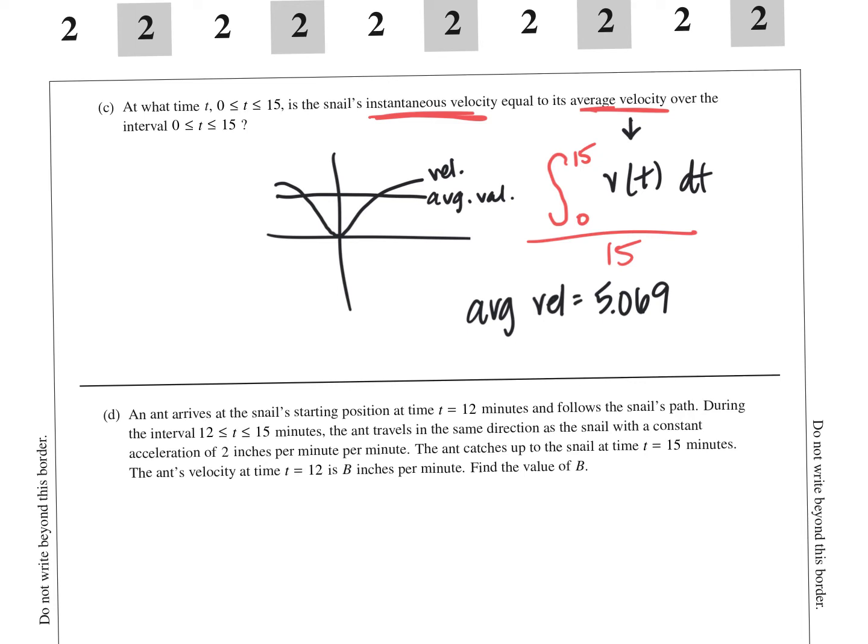So what would we do on our calculator? Second, trace, intersect. We want to get that option 5. And I'm going to go all the way to the right.